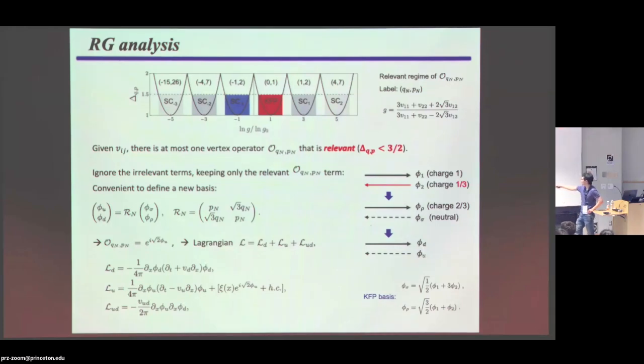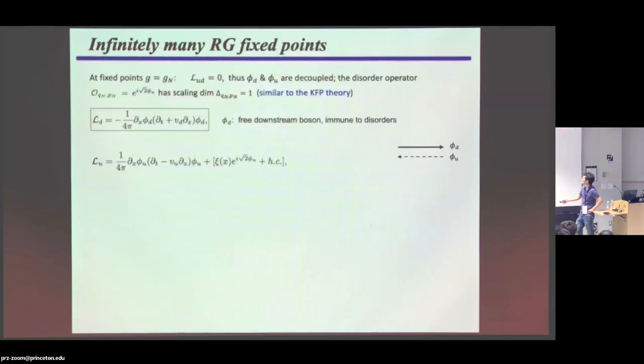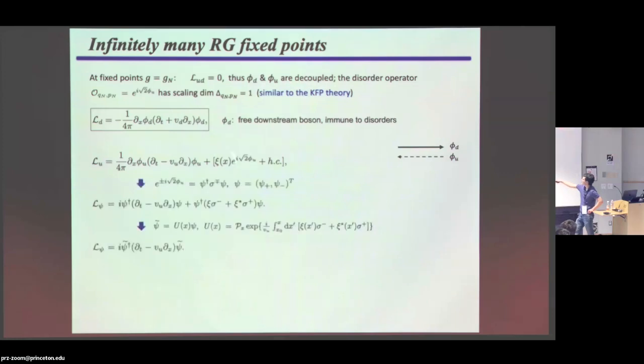that in this new basis of phi u and phi d, now related to phi rho and phi sigma by another transformation, they also give you a stable fixed point. So okay, at the fixed point, you can just follow basically this upstream mode. Only the upstream mode sees the disorder. The downstream mode is already a free downstream boson, immune to disorder.